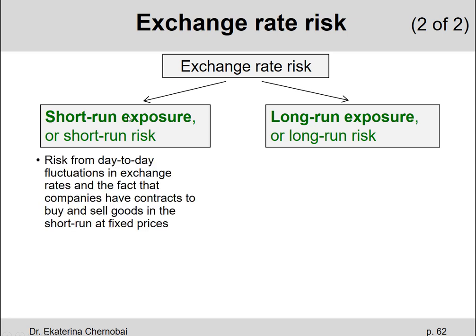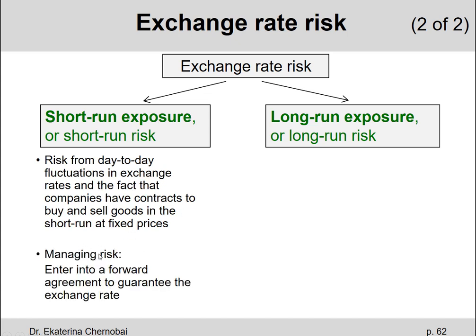That's the default. The short run exposure to the exchange rate risk is the risk from day-to-day fluctuations in exchange rates and the fact that companies have contracts to buy and sell goods in the short run at fixed prices. So how can we manage this risk? Well, we cannot eliminate the fluctuations in exchange rates in the future, but we can lower our exposure to how much we're affected by these exchange rate fluctuations.